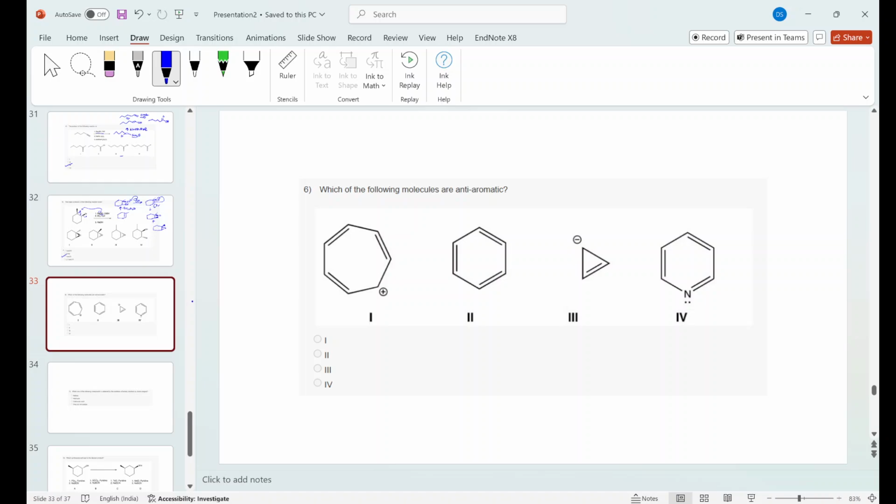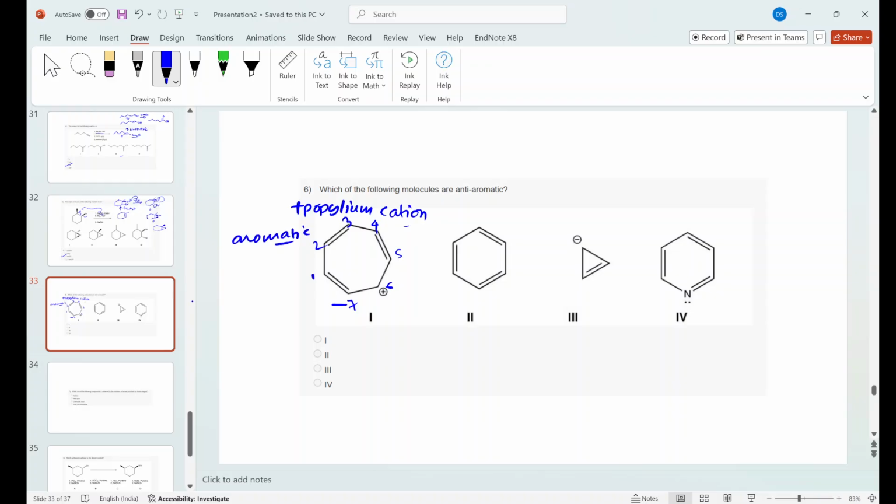Next question, which of the following molecules are anti-aromatic? Okay. So this one, 2, 3, 4, 5, 6, 7. This is a special kind of cation. This is called tropylium cation. This is very much stable and this is aromatic.